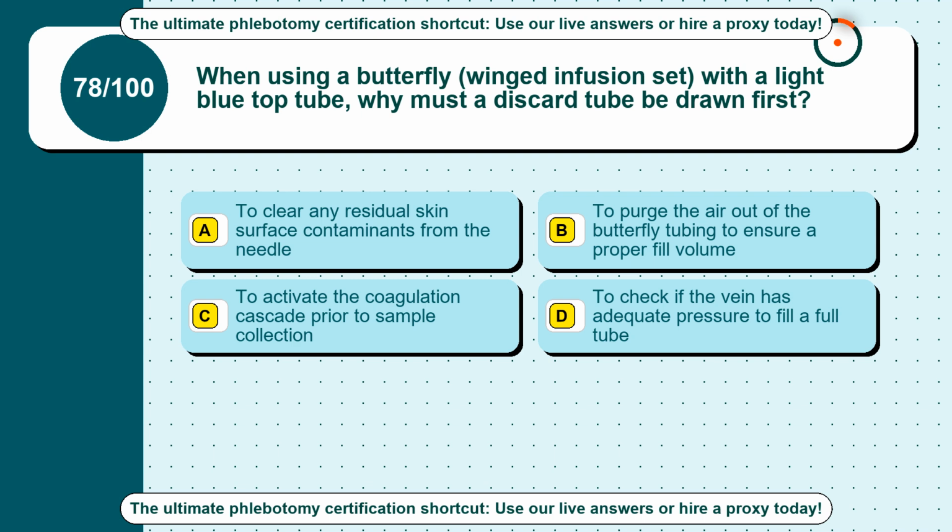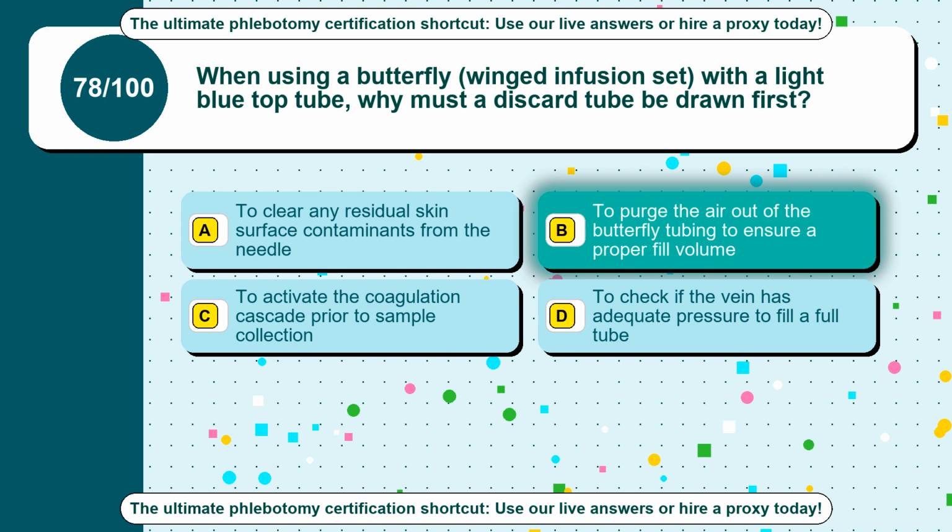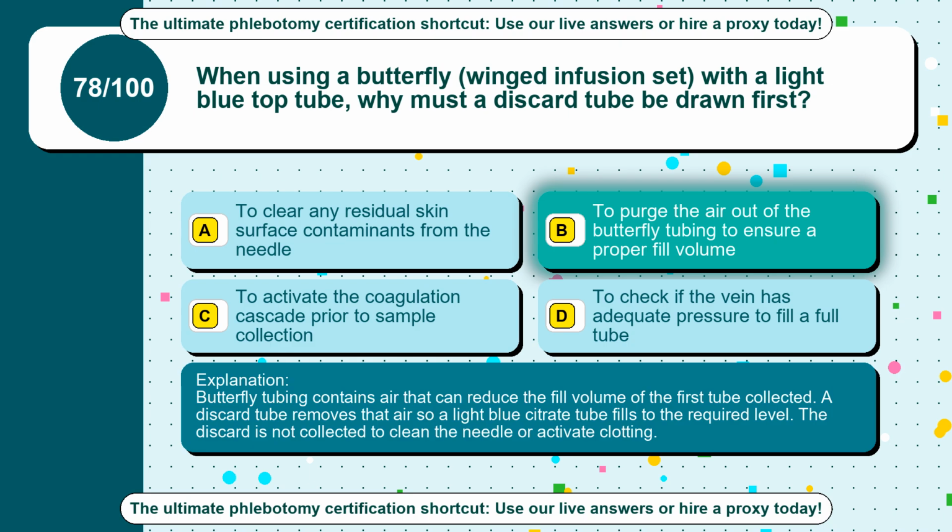Option D, to check if the vein has adequate pressure to fill a full tube. The correct answer is option B, to purge the air out of the butterfly tubing to ensure a proper fill volume. Butterfly tubing contains air that can reduce the fill volume of the first tube collected. A discard tube removes that air so a light blue citrate tube fills to the required level. The discard is not collected to clean the needle or activate clotting.